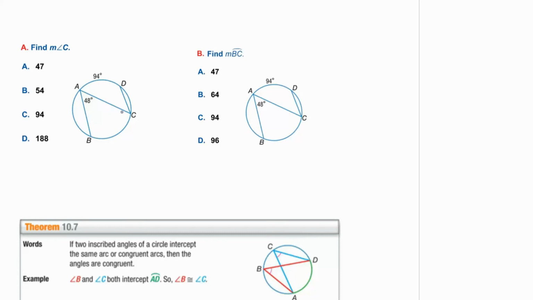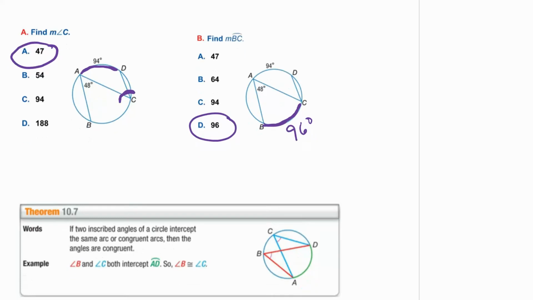We want to find the measure of angle C. We know that the arc it intercepts is 94 degrees. 1/2 of 94 degrees would be 47 degrees. Now we want to find the measure of the arc BC. The inscribed angle is 48. We double that to get the arc, and that's 96.